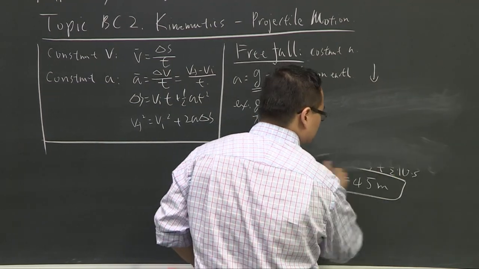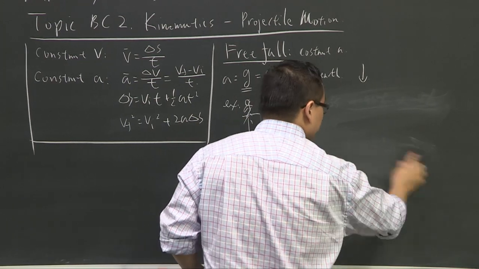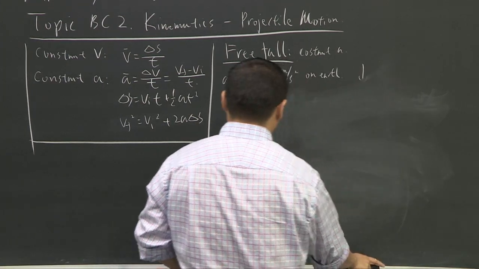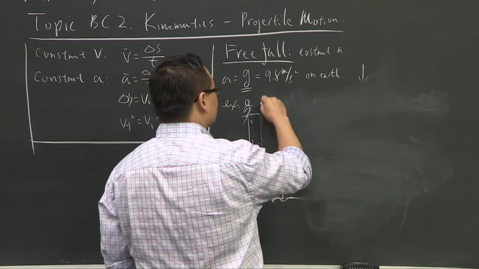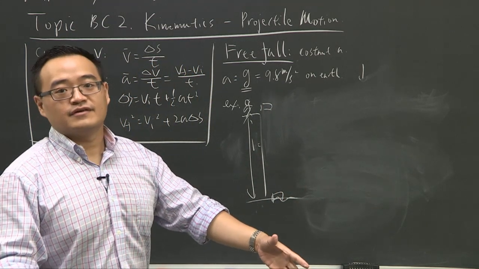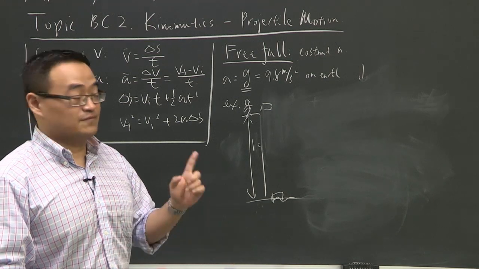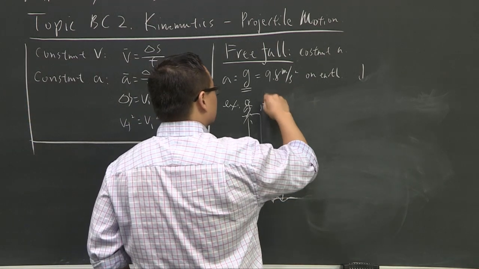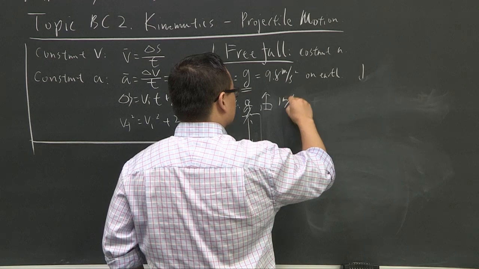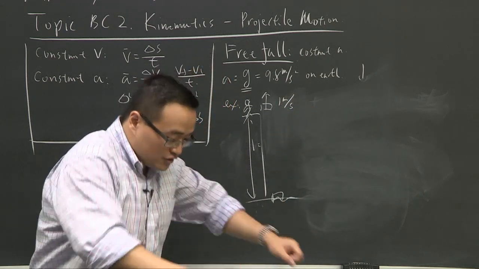Let's take a look at a different scenario. This one's a little bit more complicated. Instead of having the box just drop, I'm going to toss it up. I'm going to toss it up at 1 meter per second. Just a little toss.